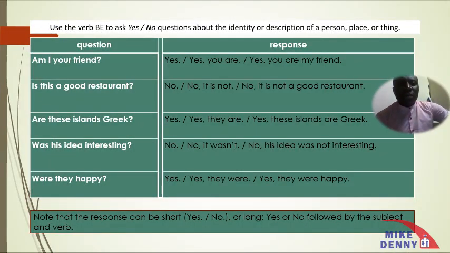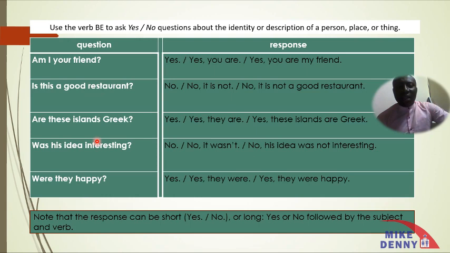We use the verb be to ask yes or no questions about the identity or description of a person, a place or thing. For example, asking, am I your friend? The response could be yes, or yes you are. The most appropriate, yes you are my friend, making it complete. Is this a good restaurant? No. Or no it is not. Or no it is not a good restaurant.